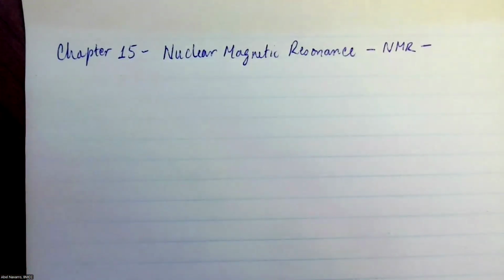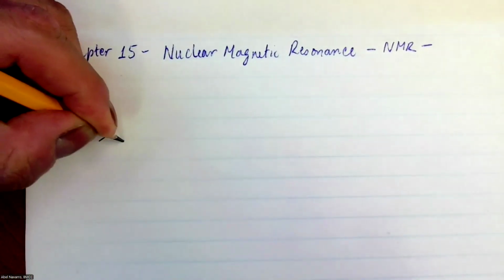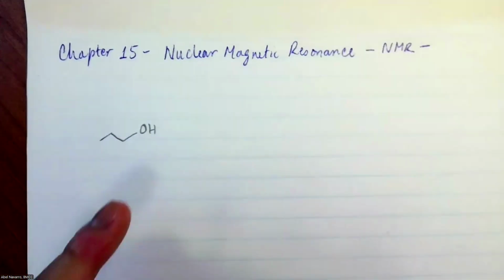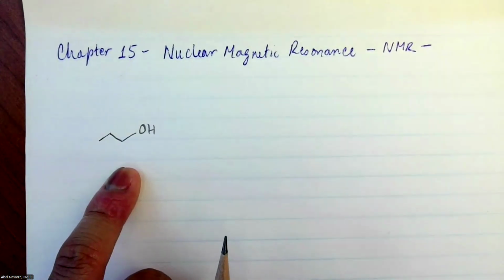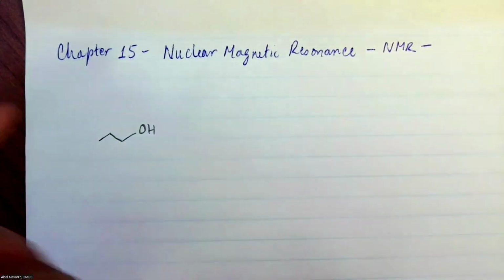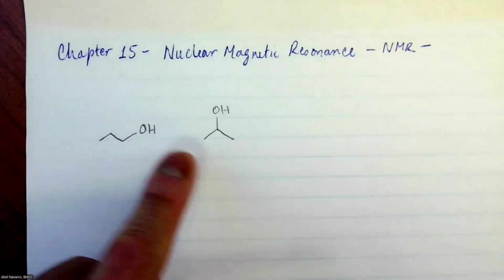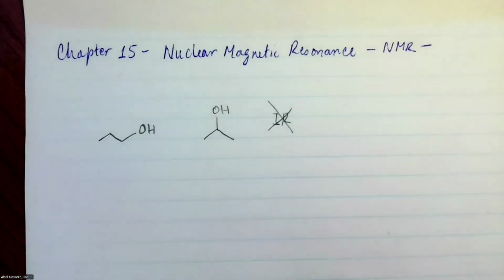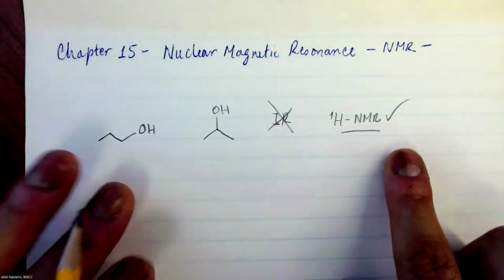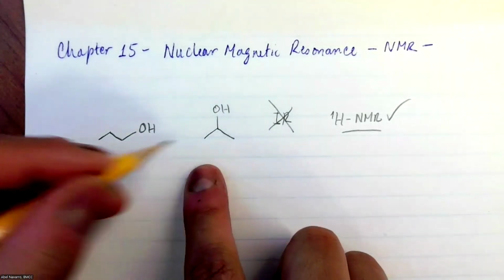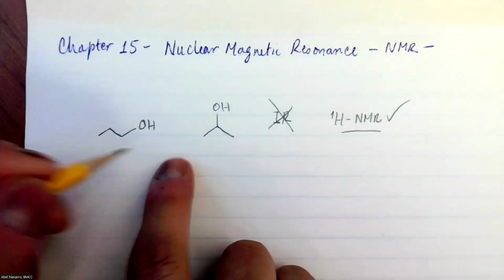previous chapter, we were saying that IR was really good at determining the functional group. So for example, this is propanol, but propanol can also be this way. So we cannot use IR. IR cannot be used to differentiate between those two compounds. So what do we have to use instead? Now we will use 1H NMR. 1H NMR will be able to differentiate, by the different peaks that you see here, between these two molecules, which one is which.